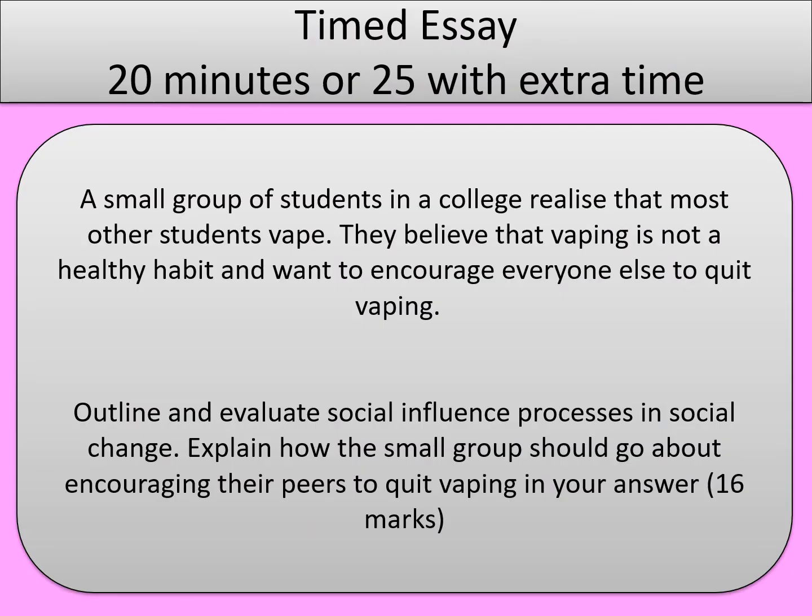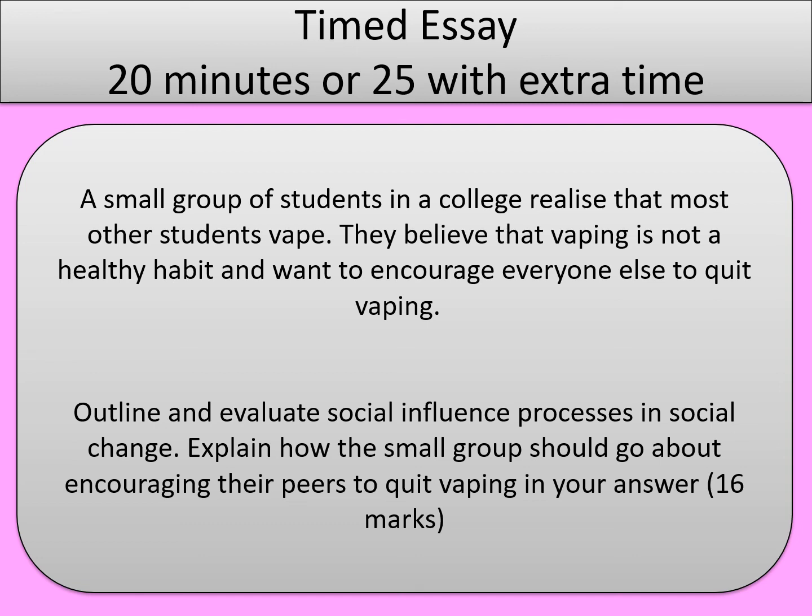You should also have a go at the extended essay. So if you're in the second year, if you're doing A level, then it would be a 16 marker. Some college students do AS level, and in that case it's 12 marks. So you've got a timed essay here with a stimulus. A small group of students in a college realise that most other students vape. They believe that vaping is not a healthy habit and want to encourage everyone else to quit vaping. Outline and evaluate social influence processes in social change. Explain how the small group should go about encouraging their peers to quit vaping in your answer.